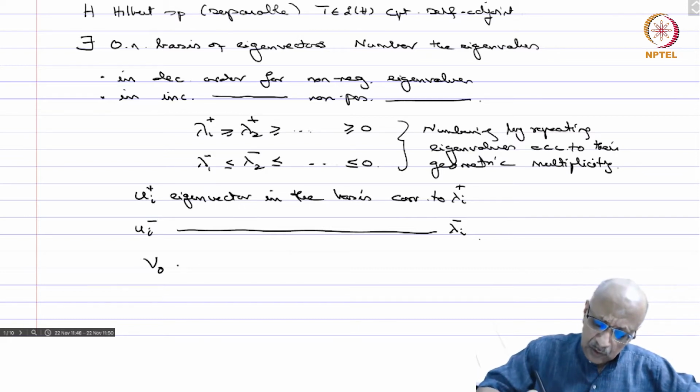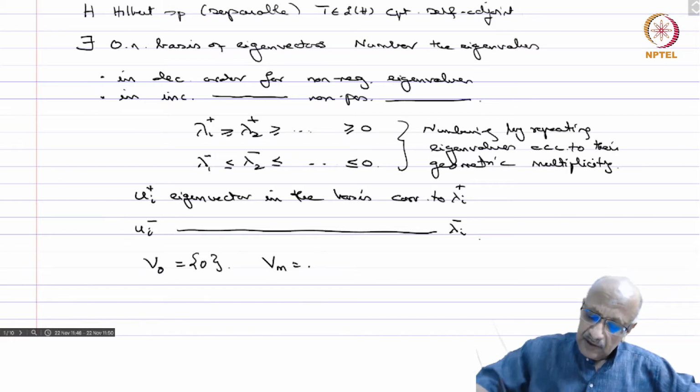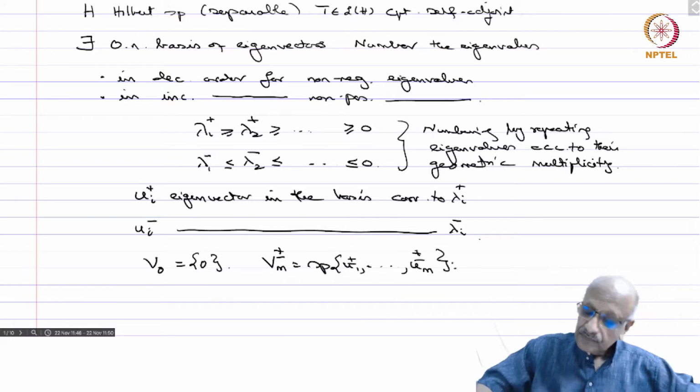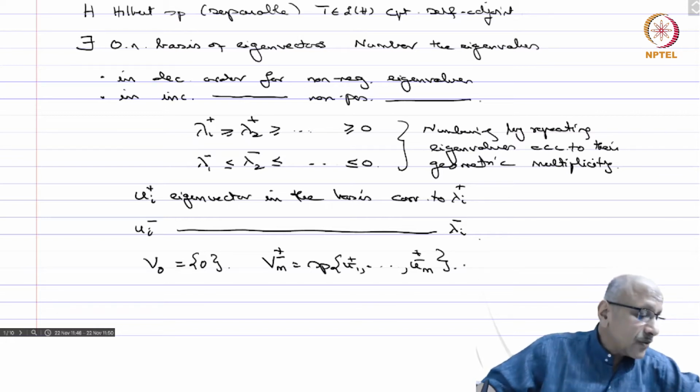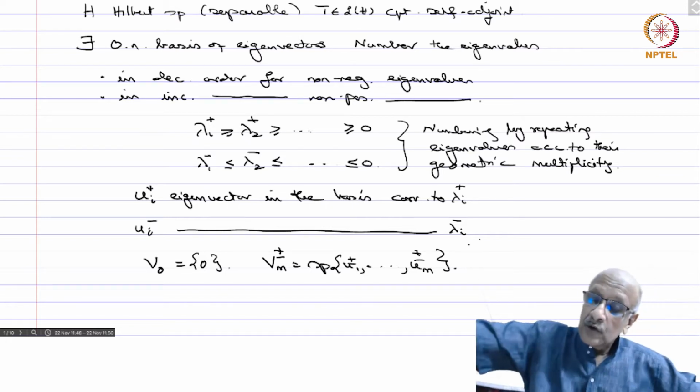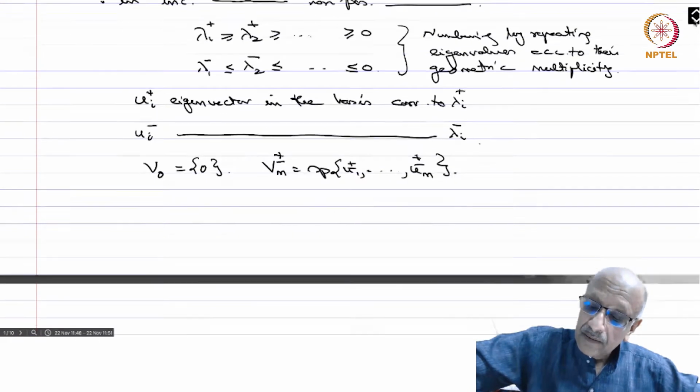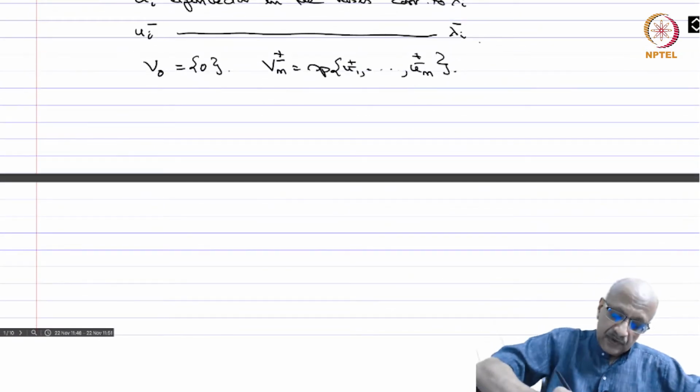So we set V_0 to be the singleton 0, and we set V_m plus minus to be the span of u_1 plus minus up to u_m plus minus. That means V_m plus is the span of u_1 plus, u_2 plus, up to u_m plus, and V_m minus is the span of u_1 minus, u_2 minus, up to u_m minus. So this is the notation which we are having. Now we have the following theorem.